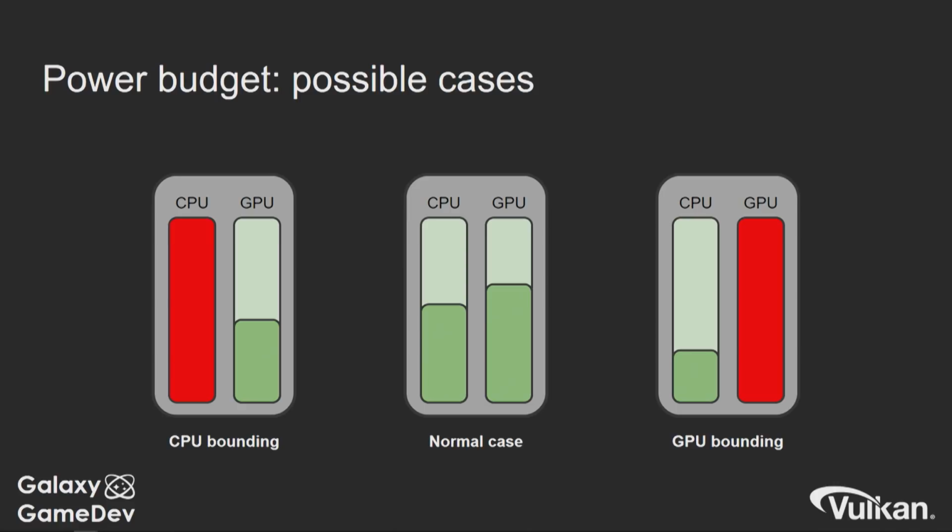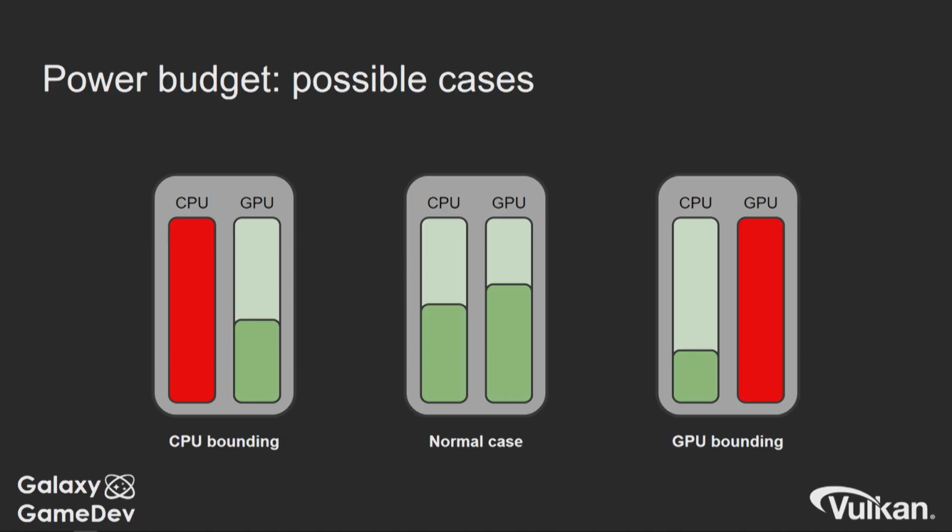Let's talk about performance budget on mobile, as it is quite limited, so we should care about it. So there are 3 possible cases. First one is CPU bounding case, second one is normal case, which is the best one, and third one is just GPU bounding case.